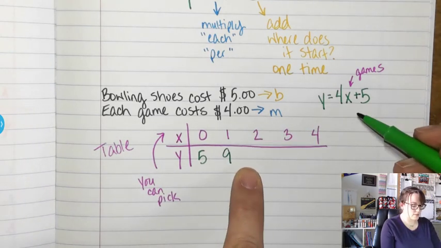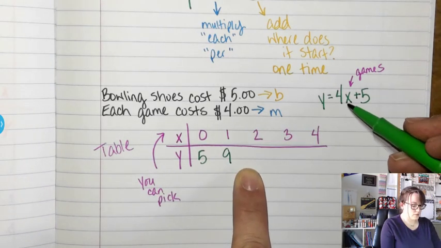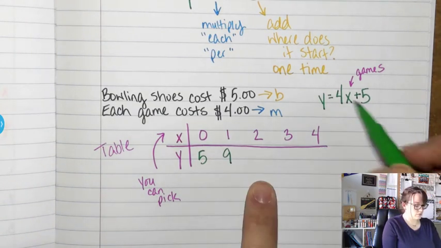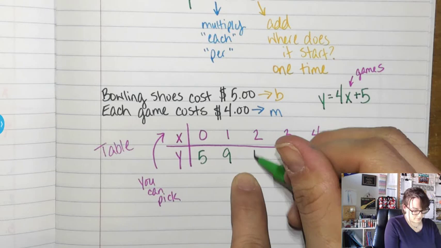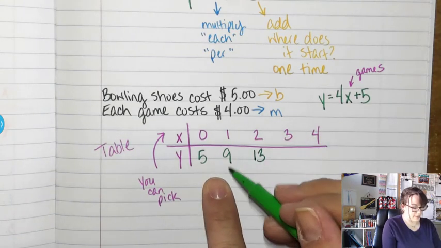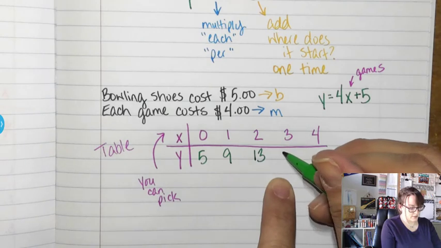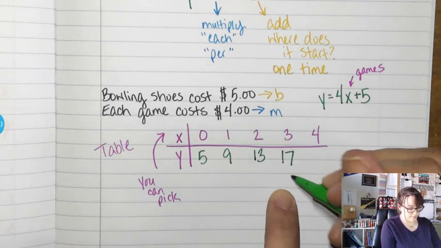2 games would cost 13, because it goes up by how much? 4. So 9 plus 4 is 13. 13 plus 4 is 17, and 17 plus 4 is 21.